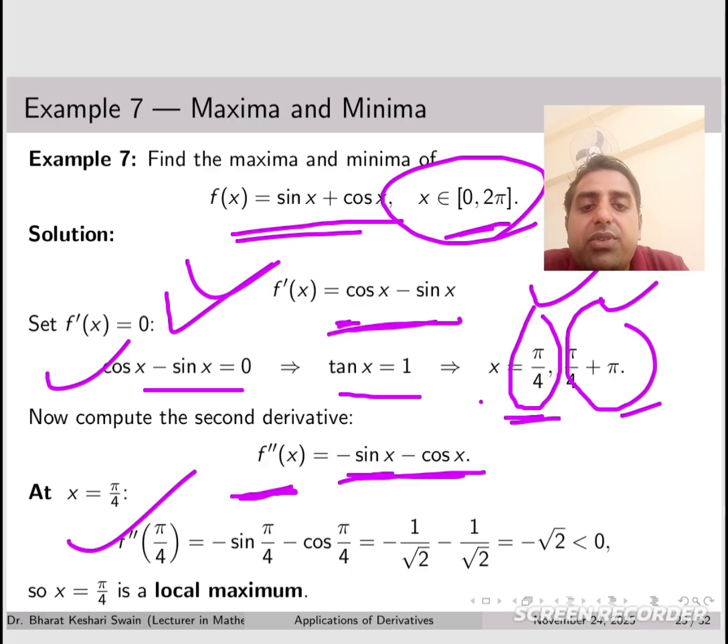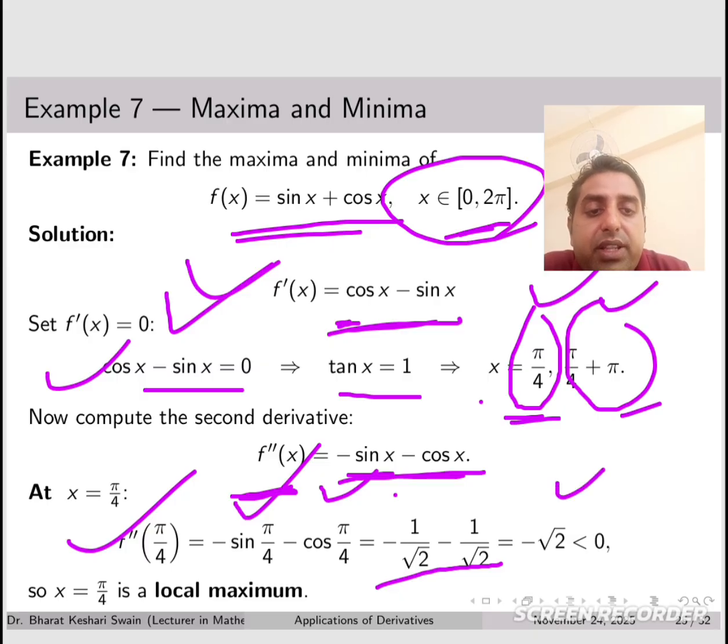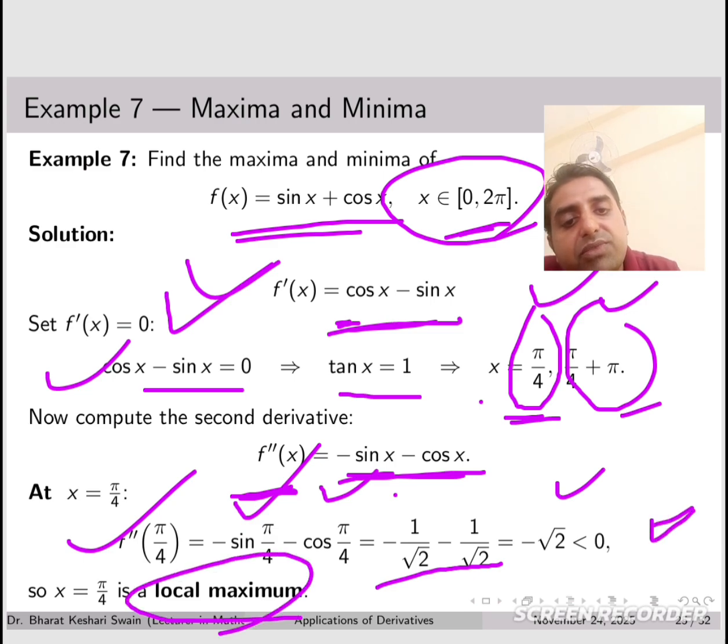So at pi by 4, just check. At pi by 4, f double dash will be minus, just put x equal to pi by 4, so minus sin pi by 4 minus cos pi by 4. Sin pi by 4 is 1 by root 2. Cos pi by 4 is also 1 by root 2. So minus 1 by root 2 minus 1 by root 2. If you add this, it will be minus root 2. So minus root 2 means it is less than 0. So it has a local maximum. So at x equal to pi by 4, the function has a maximum.